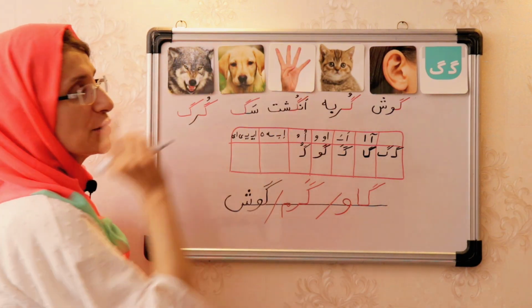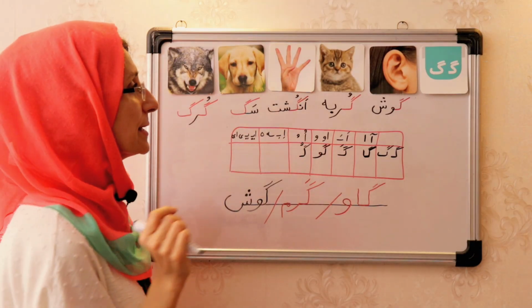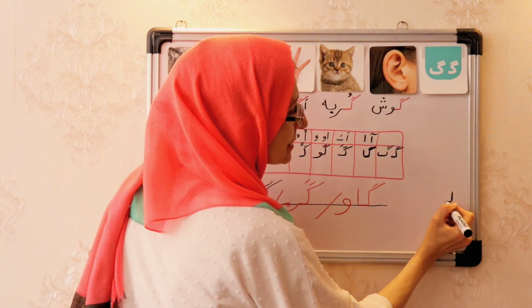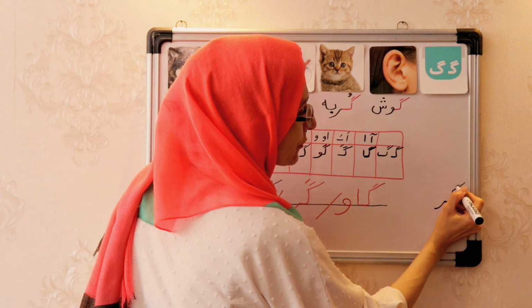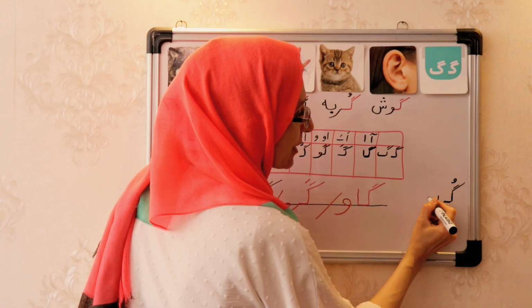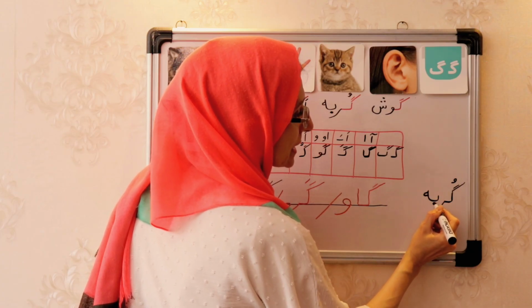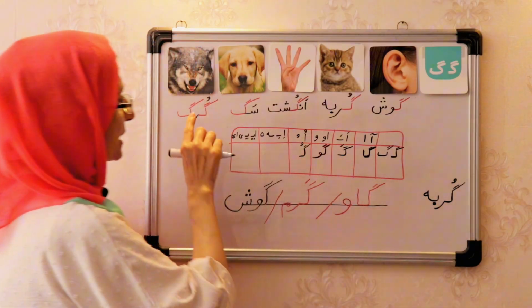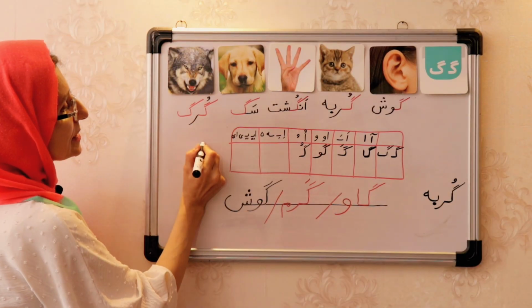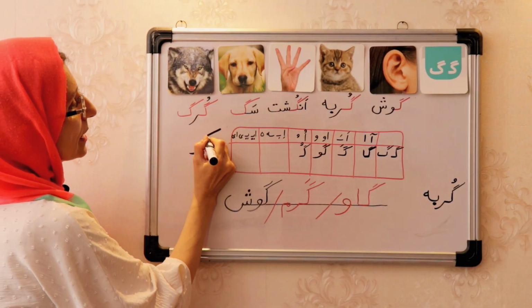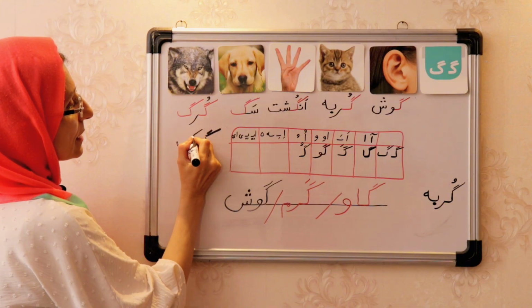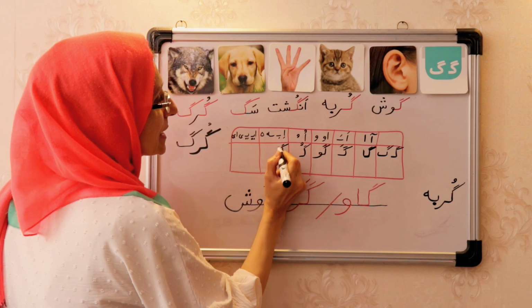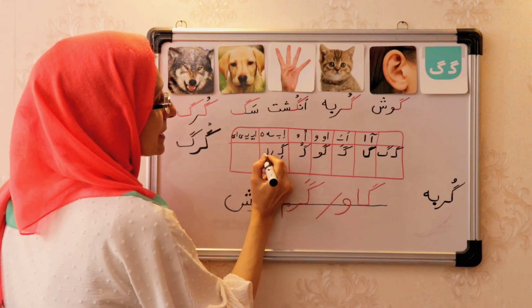G and O we have go, like گربه. گربه is cat. Let me write it here. We write the whole form, return back and write the line for G. G O like گربه and گرگ. You can see, write the whole form. گرگ.